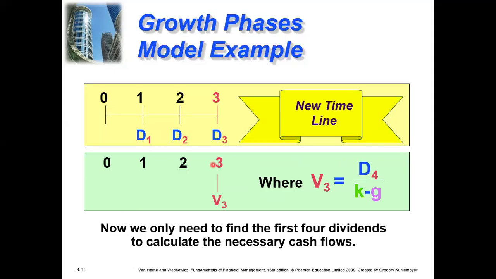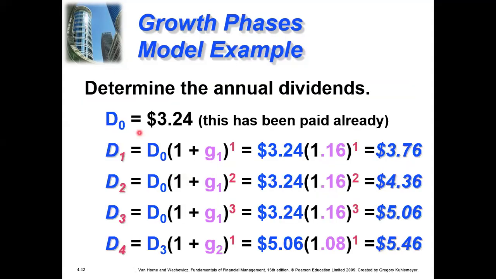So we will calculate the dividends. How? You can see on the screen. D0 is equal to $3.24. This has been paid already, and this is available in the question. If this dividend is just received, then we will grow it at 16%, because 16% is also given in the question. 3.24 multiplied by 1 plus 0.16, that is 1.16. So this would become 3.76.